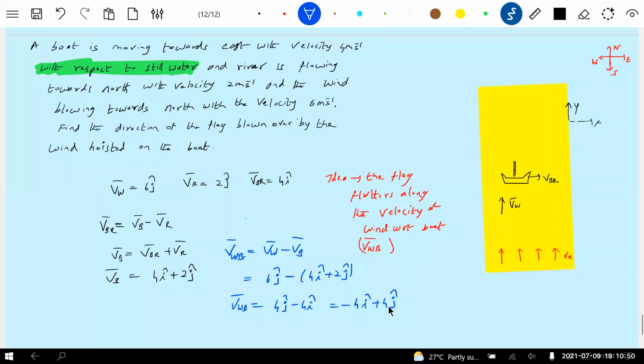It's a little bit difficult to show here, so I'll put the direction of flag here. The wind is blowing, so actually the velocity of wind with respect to boat will be like this. So the flag flutters in the direction of velocity of wind with respect to boat. Hope everyone is able to understand. The orientation of flag should be along VWB bar. It's not exactly correct, because it should be a 3D diagram, not possible for me to show. So to some extent I'm just presenting it like this.